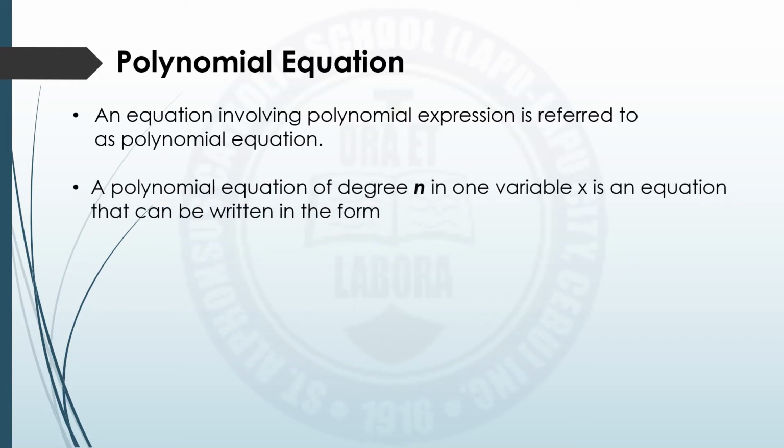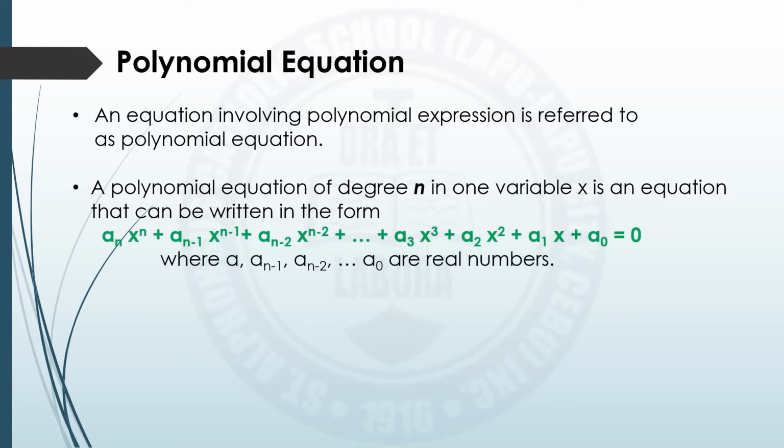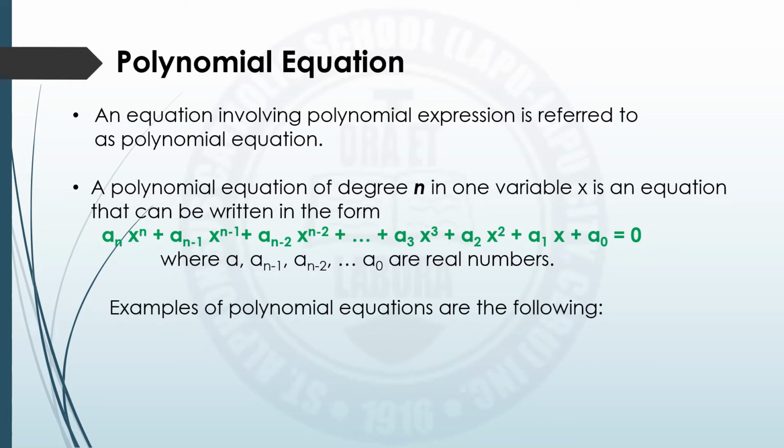A polynomial equation of any degree in one variable x is an equation that can be written in this form, where a sub n minus 1 down to a sub 0, or shall we say the numerical coefficients of the terms, including the constant of the polynomial equation, are real numbers.